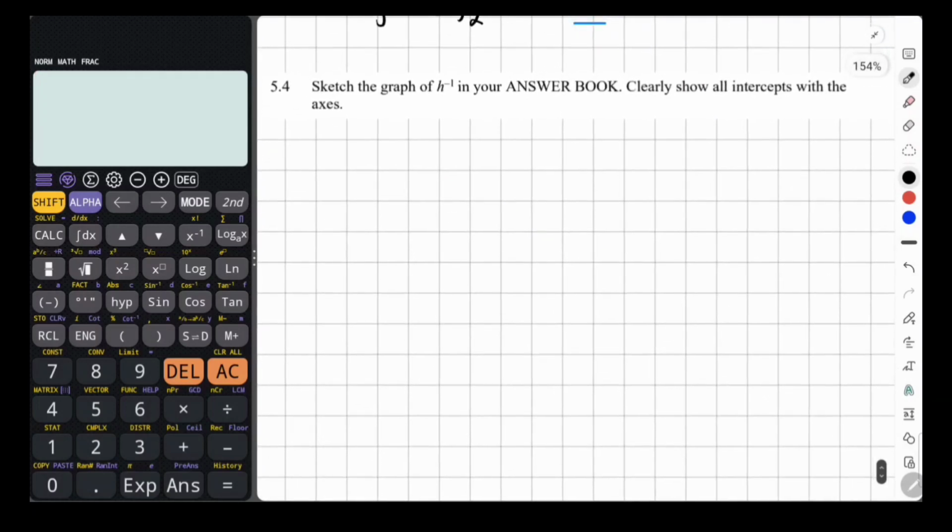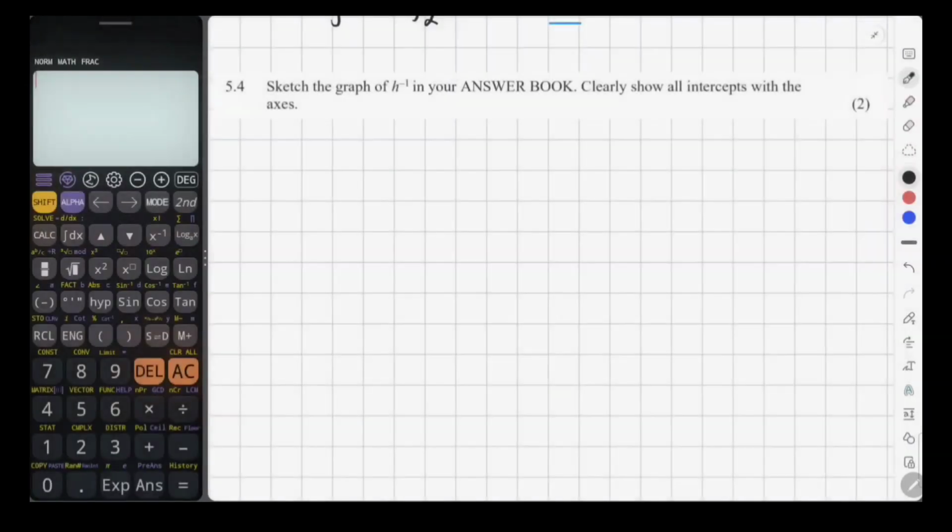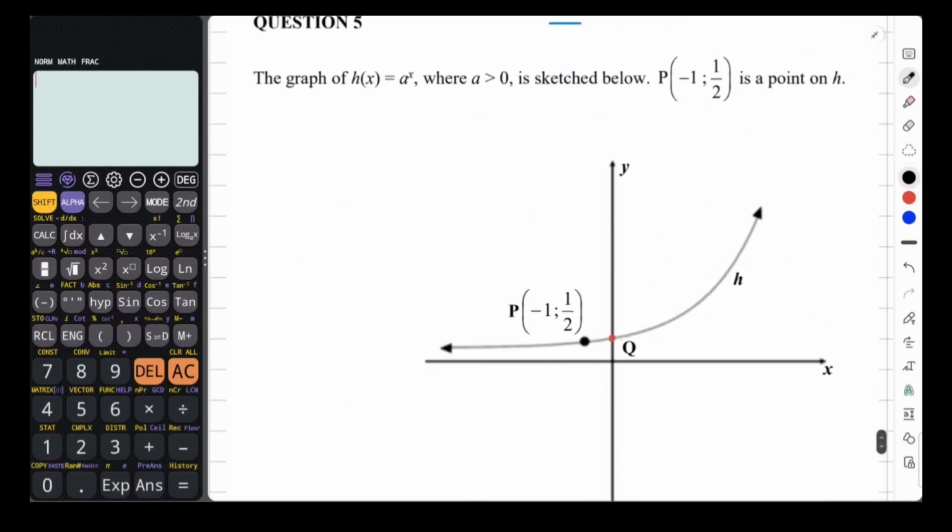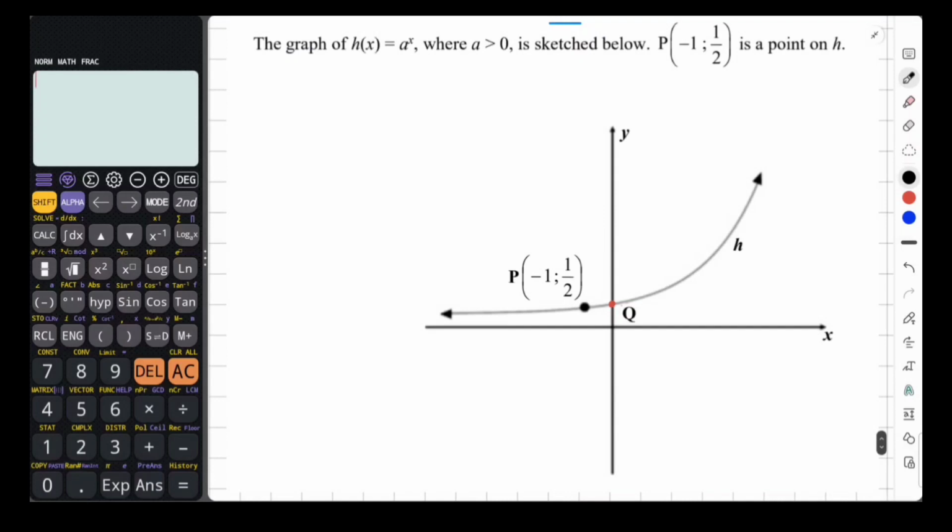Then 5.4, sketch the graph of h inverse in your answer book, clearly showing all intercepts with the axes. I'm just going to make that smaller. Now, this graph is actually very easy to sketch. And I think many a time students overthink this. You already have the things that you need here. You have 2 points. Focus on only those 2 points. You have P and you have the point Q, which is 0 and 1. We're only going to use those 2 points.